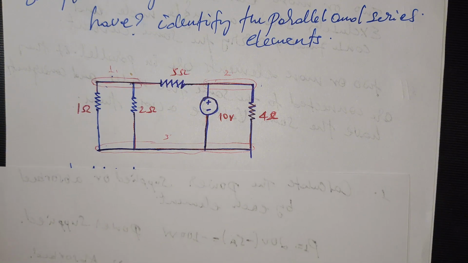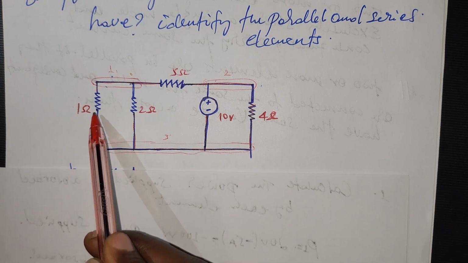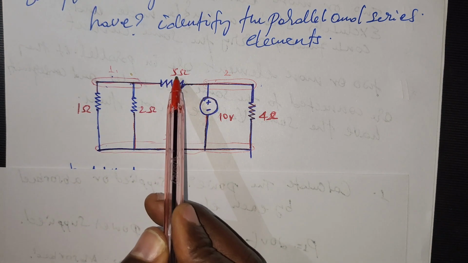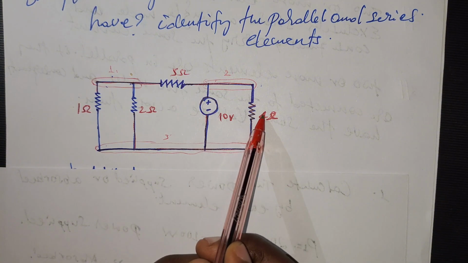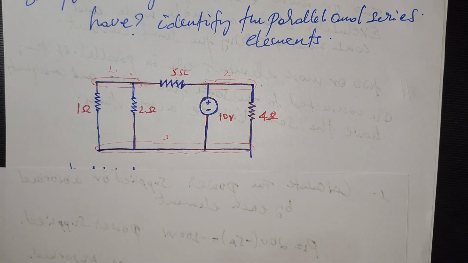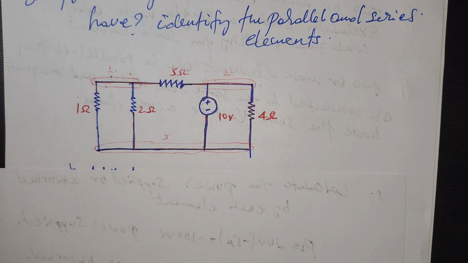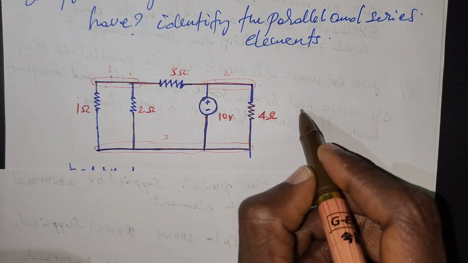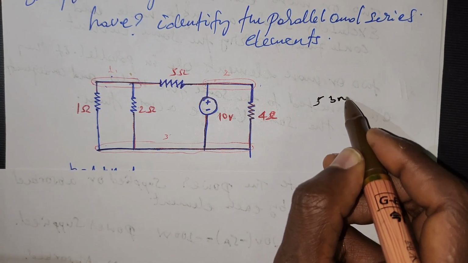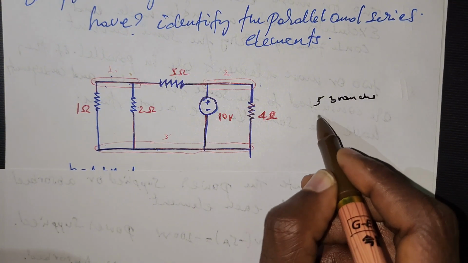The number of branches is simply the number of elements: 1, 2, 3, 4, and 5. So it has 5 branches and 3 nodes.